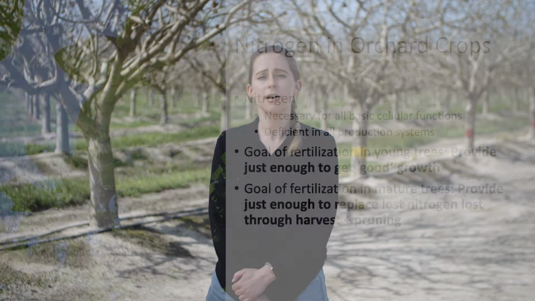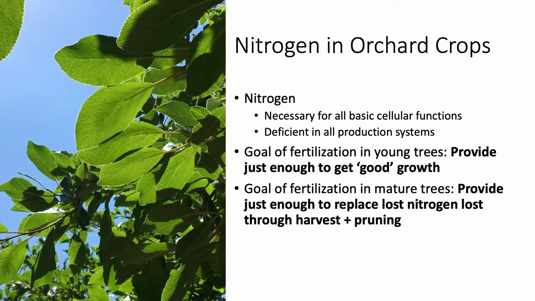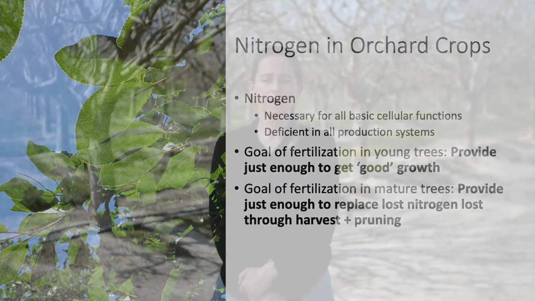Nitrogen is needed by all plants in basically all cells and all functions. This is because nitrogen is a component of DNA, which stores information for the cell, and RNA, which is how cells convert DNA into proteins. It's also a component of amino acids, which are used to make proteins, and all enzymes actually are made of amino acids, so it's very essential in basically all functions of the cell. When you're thinking about fertilization, you want to think about providing just enough to either meet your yield demand in mature trees or to get good growth but not extra vigorous growth in young trees.